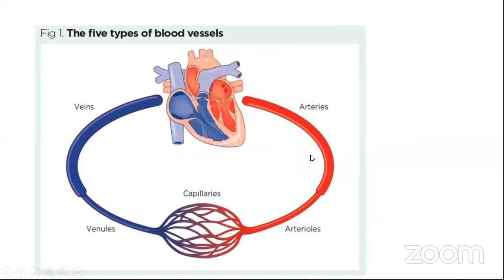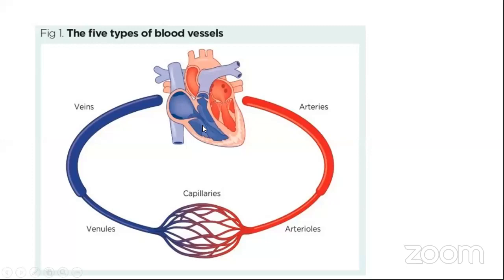Now you can see here, arteries, arterioles, capillaries. The capillaries again form the venules. Venules join the veins. The vena cavas enter here, take entry here. Okay, so these are all the types of blood vessels in our body.